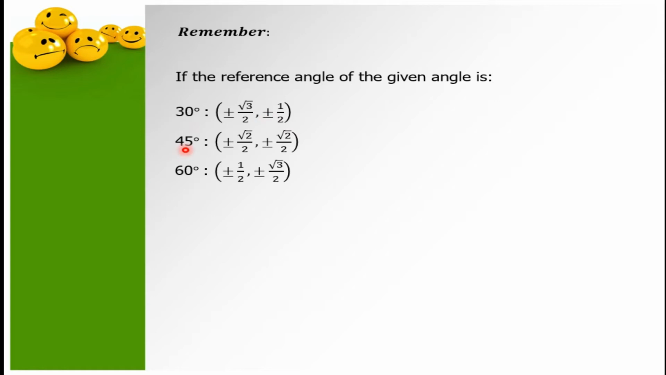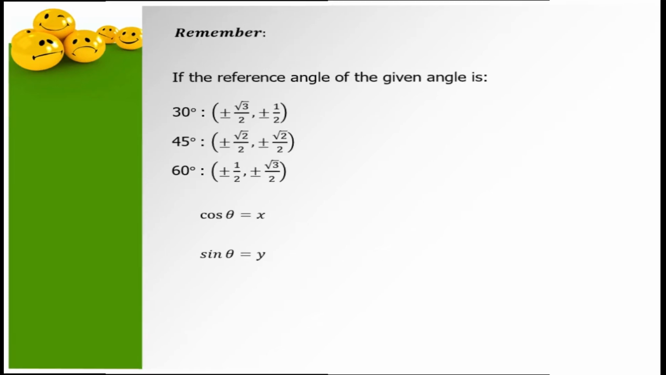Okay? So if the given angle has a reference angle of 45 degrees, ito naman po yung coordinates ng point of intersection ng terminal side at ng unit circle. At sa angle with 60 degree reference angle, ito din po yung possible na coordinates ng kanyang point of intersection ng terminal side at ng unit circle. We should also remember that cosine theta is equal to x, or cosine theta corresponds to the x coordinate, and sine theta is equal to y.